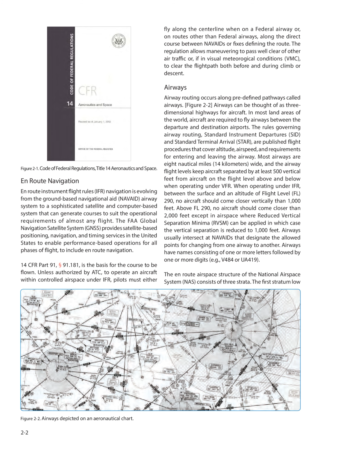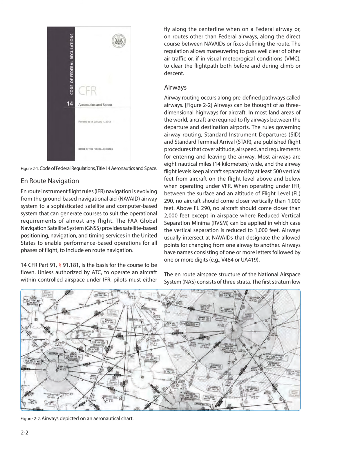Most airways are 8 nautical miles, 14 kilometers, wide, and the airway flight levels keep aircraft separated by at least 500 vertical feet from aircraft on the flight level above and below when operating under VFR. When operating under IFR, between the surface and an altitude of flight level, FL, 290, no aircraft should come closer vertically than 1,000 feet. Above FL 290, no aircraft should come closer than 2,000 feet except in airspace where reduced vertical separation minima, RVSM, can be applied, in which case the vertical separation is reduced to 1,000 feet.